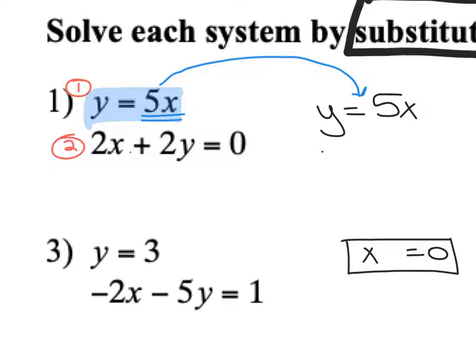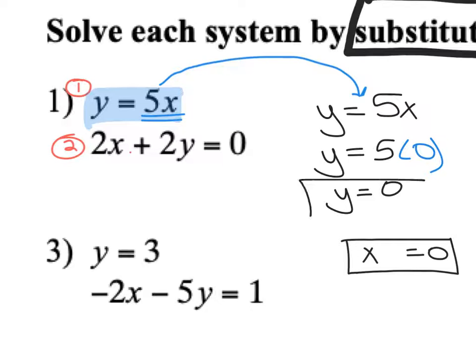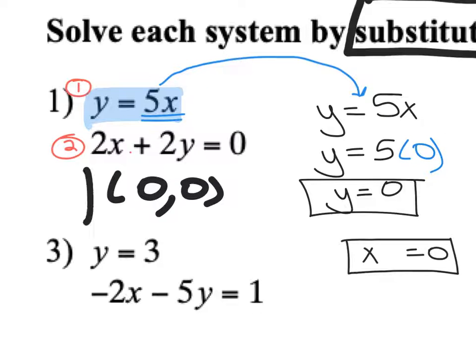I got x equals 0. So y equals 5 times 0. 5 times 0 is 0, so y equals 0, and x also equals 0. So my answer is that these lines would cross or intersect at the point (0, 0). X is 0, y is 0.